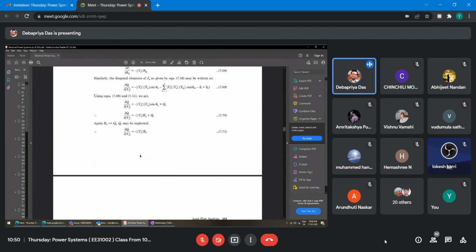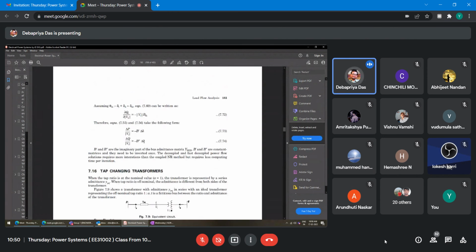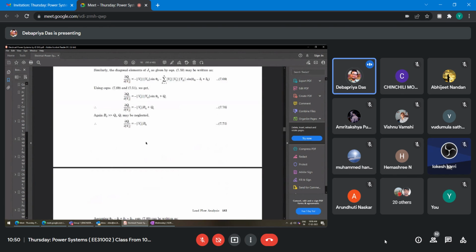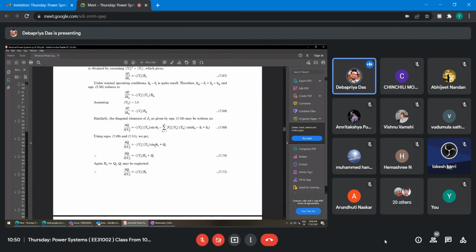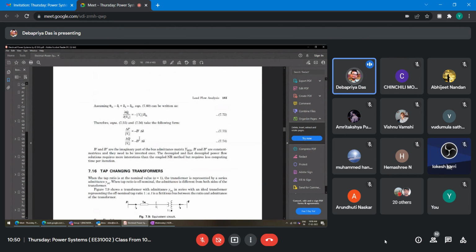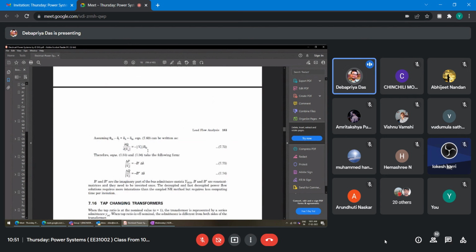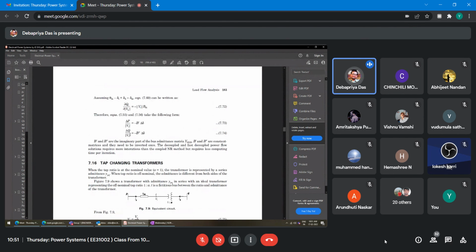Where has it gone, delta qi upon delta vi and delta qi? It is not delta, it is a typographical error, right? Let me check whether a typographical error is there or not. First thing is delta p upon delta vi is equal to minus vi b dash delta delta, right? Similarly, delta q upon delta vi is equal to minus b double dash delta delta, right?